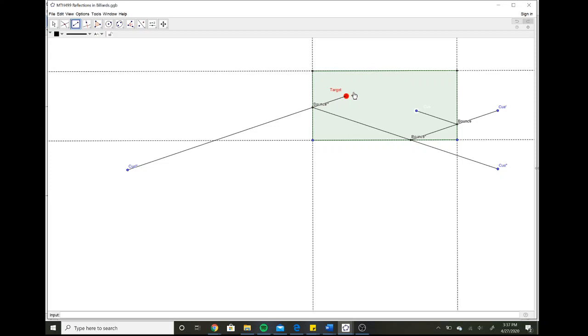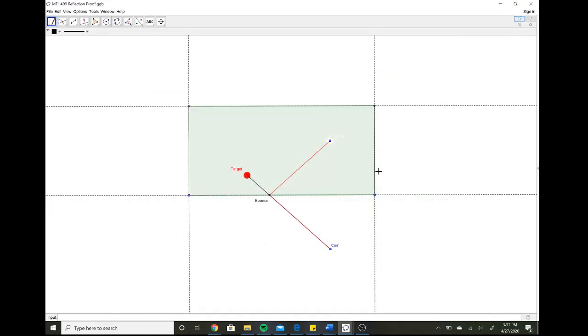Very cool. So now we know how to hit the target, but why does this work? We can show how it works by doing an informal proof, kind of.